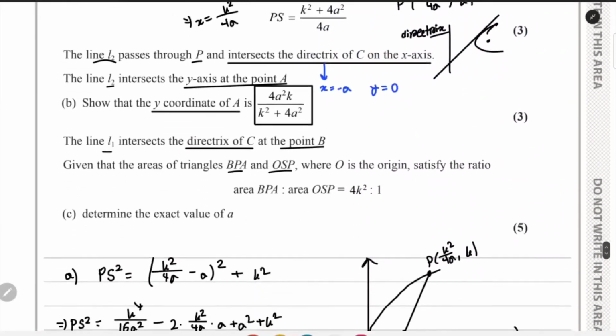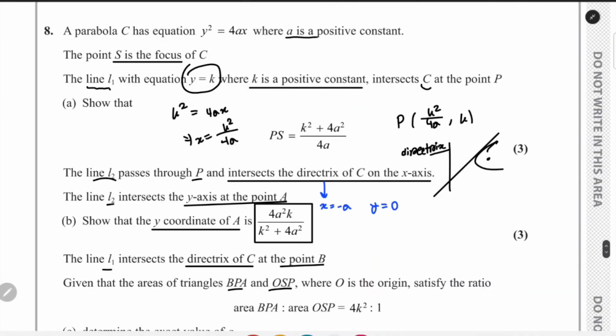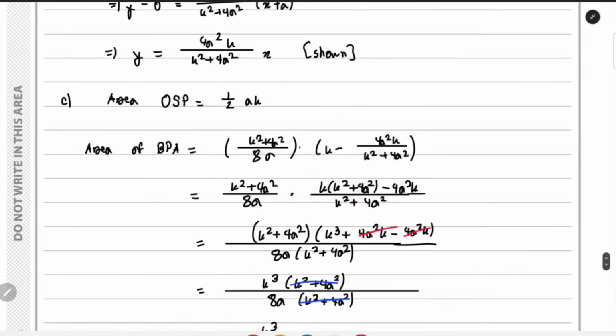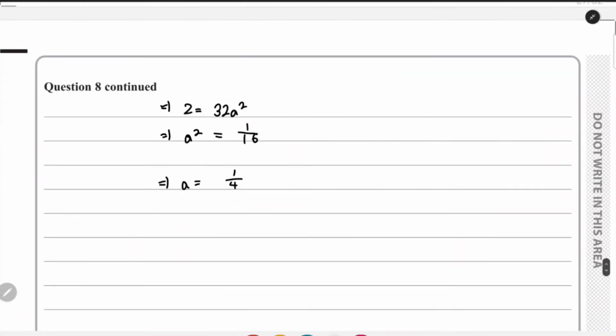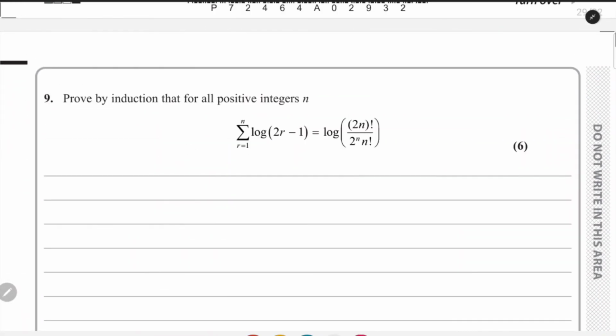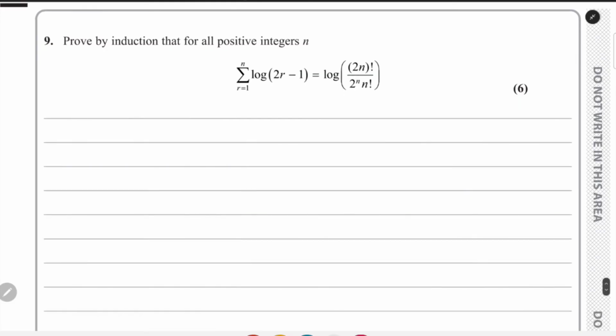Now we are told in this case that a is a positive constant, so we don't have to take minus 1 by 4, so a is just 1 by 4. Now on to the last question, which is about proof by induction.